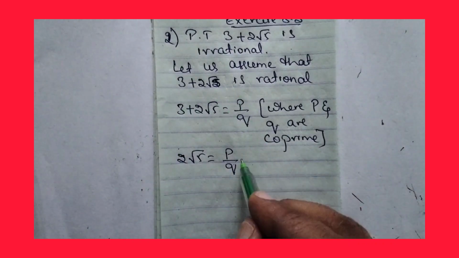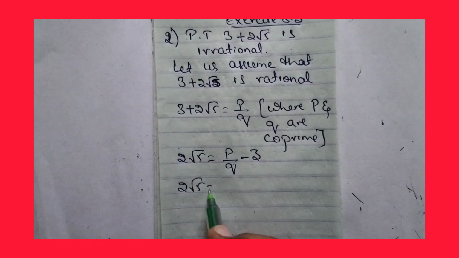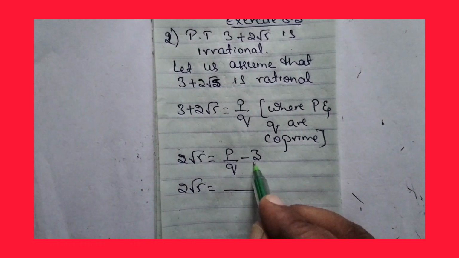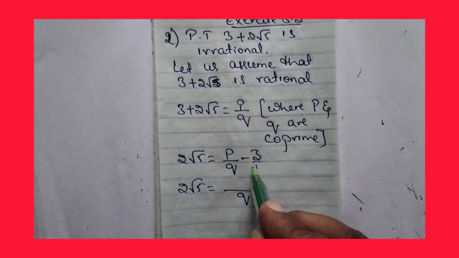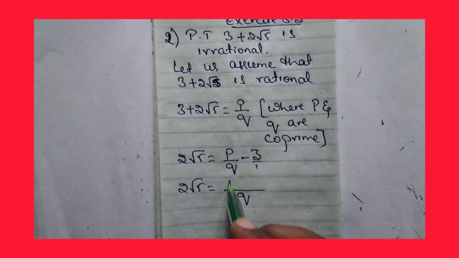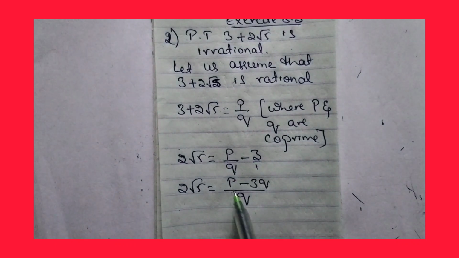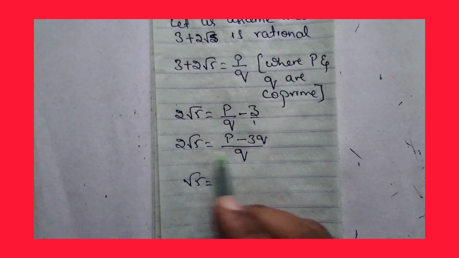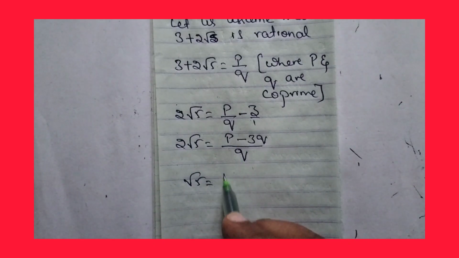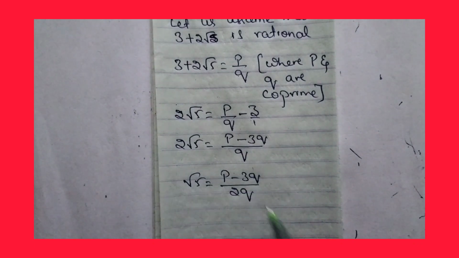You shift plus 3, it will become minus 3. So 2 root 5 is equal to, take the LCM, here nothing is there means 1. LCM for q and 1 is q. Now cross multiply, 1 into p is p, q into 3 is 3q. So p minus 3q divided by q. Next step, root 5 is equal to, you bring this 2 to the denominator. So p minus 3q divided by 2q.